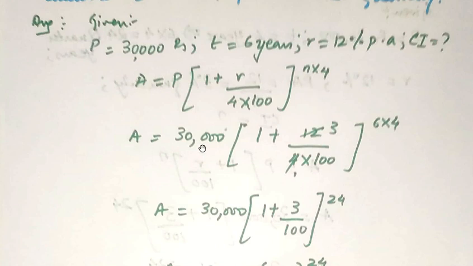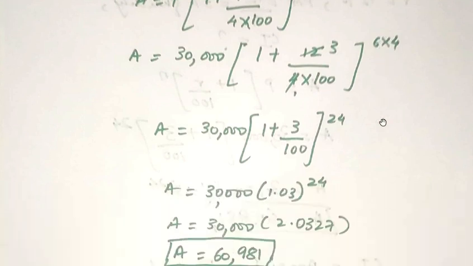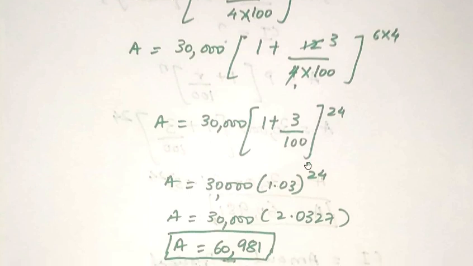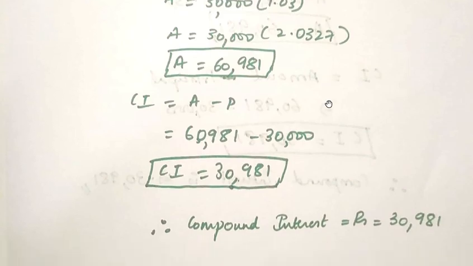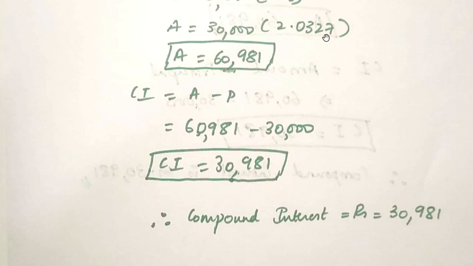So A is equal to 30,000 into (1 plus 12 divided by 4 into 100) to the power of 6 into 4. So when you solve it out, you get 30,000 into (1 plus 3 divided by 100) to the power of 24. So A is equal to 30,000 into 1.03 to the power of 24. A is equal to 30,000 into 2.0327.